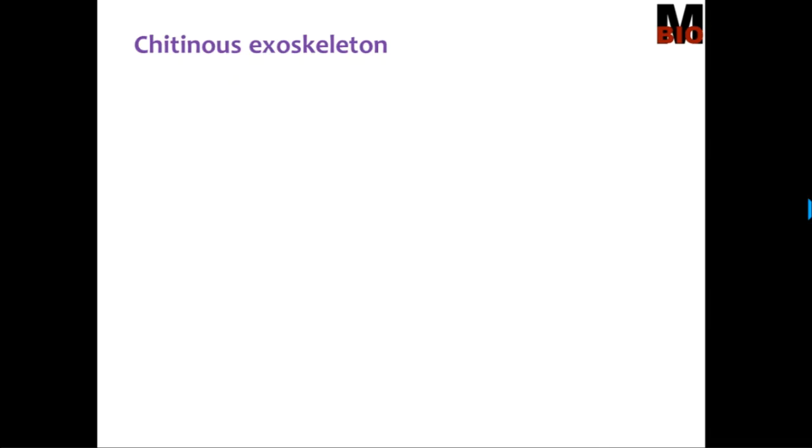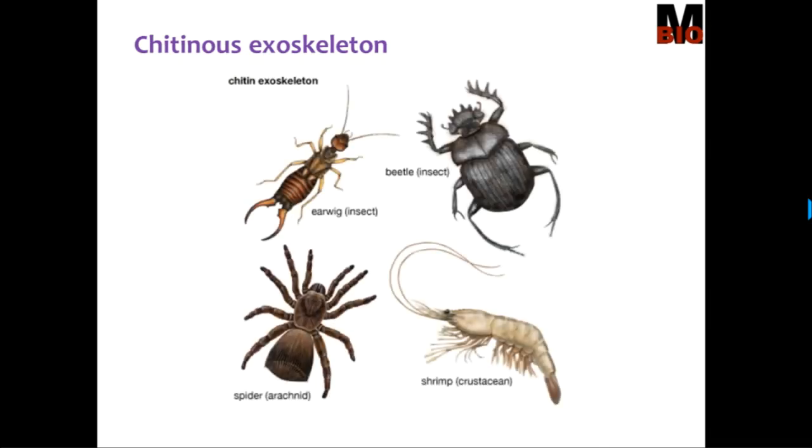Then they all possess a chitinous exoskeleton. Their body is covered with a hard exoskeleton which is made up of a structural polysaccharide called chitin. This envelope gives the necessary protection or armor to the body.